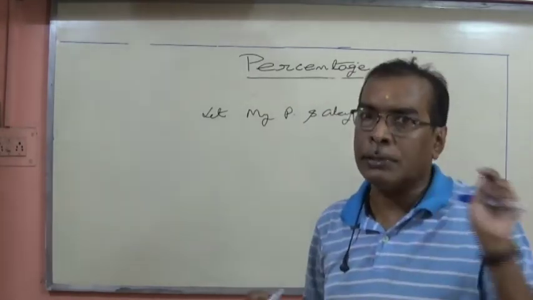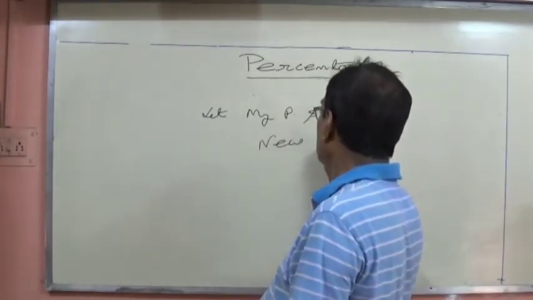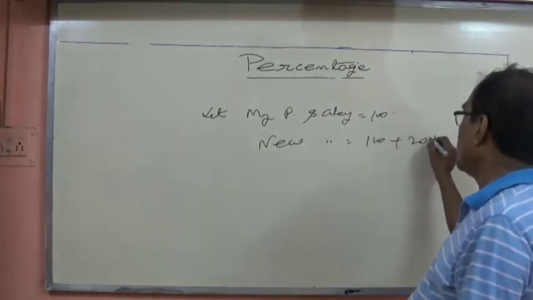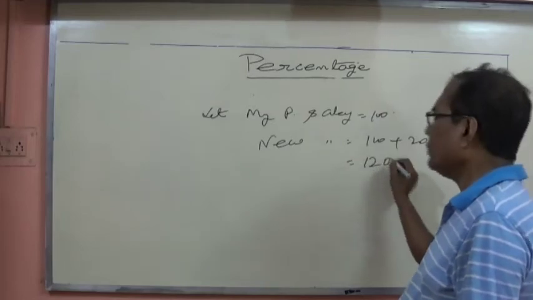Now he has increased my salary by 20%. So the new salary will be how much? The new salary is 100 plus 20% of 100. And after the calculation, it comes to 120.